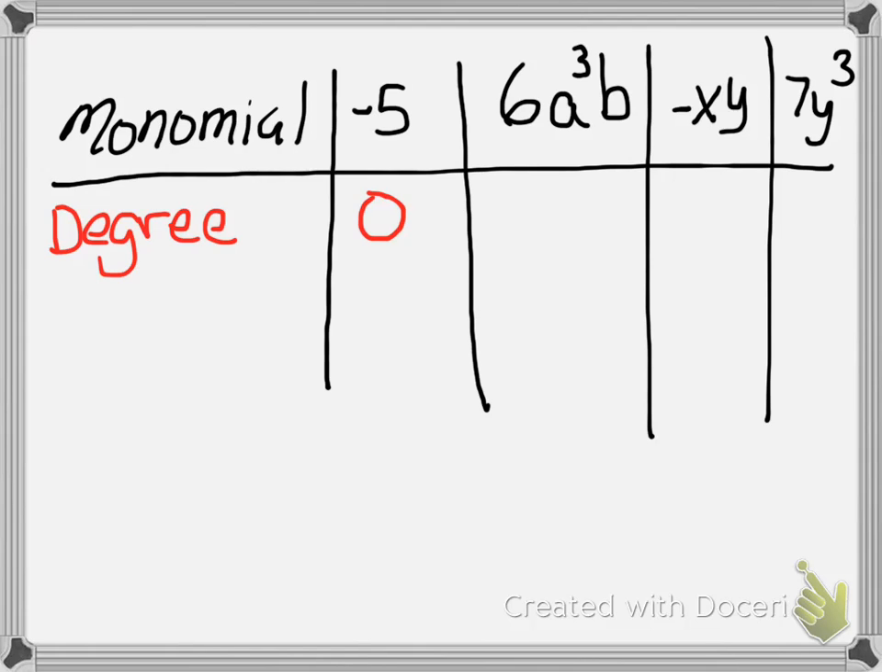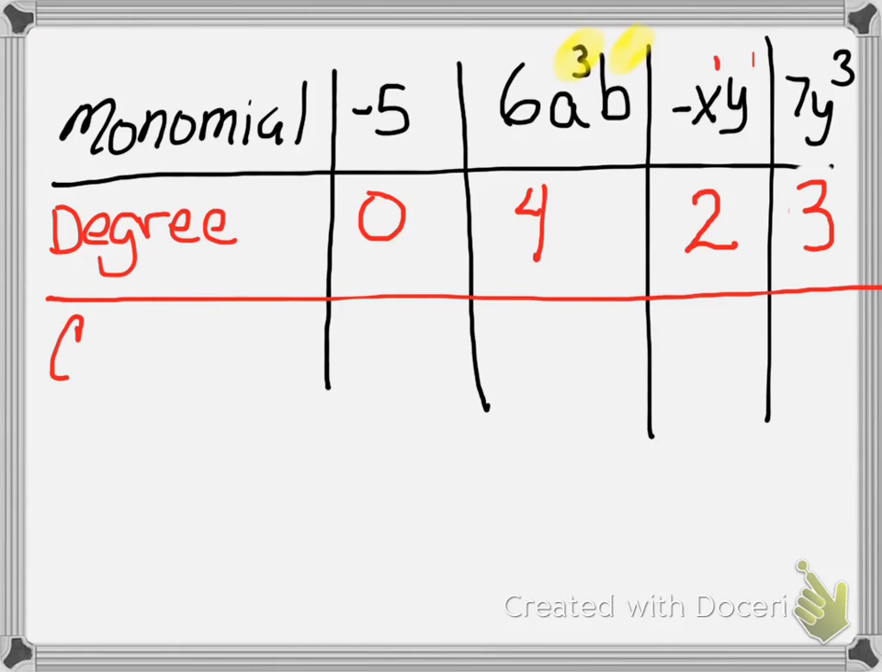The degree of 6a cubed b is 4 because remember it's a 3 and there's an understood 1 right there where the b is. The degree of -xy is 2 because remember there's an understood 1 on each of those. And the degree of 7y cubed is 3, sorry. If I knew how to edit these videos, I would. Is 3 because of the y cubed. One thing that we haven't talked about yet is what a coefficient is.